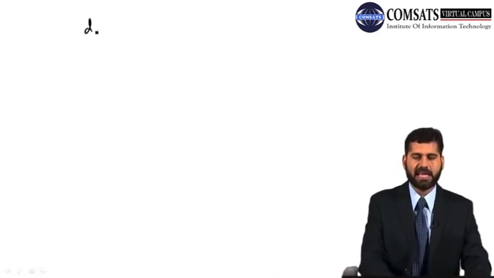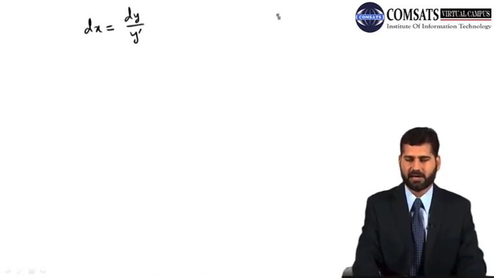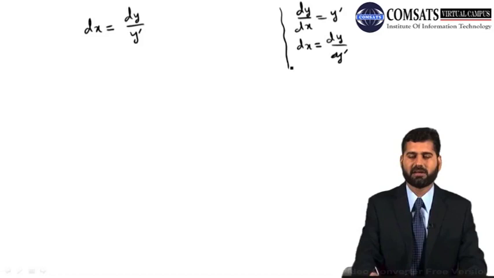Now again, for x I can write dx is dy over y prime. As before, in the last example, in the last lecture, we did this thing. This comes from here, dy by dx is equal to y prime, right? So here, if I solve this thing for dx, it is dy by y prime. All right, so this comes from here.